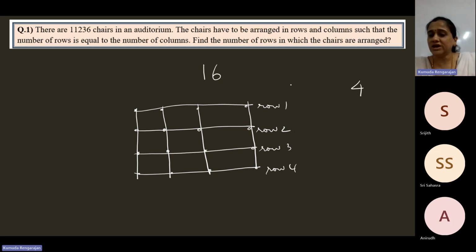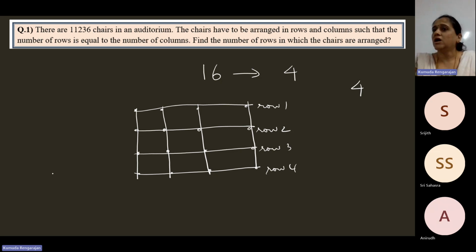You need to arrange the chairs. How many chairs do you have? 16 chairs. You want to make a square type of arrangement. So how many rows and columns should you have? 4. Now how will you connect 16, the number of chairs, and the answer 4? The answer to this situation, how many rows and columns you should have, is 4.